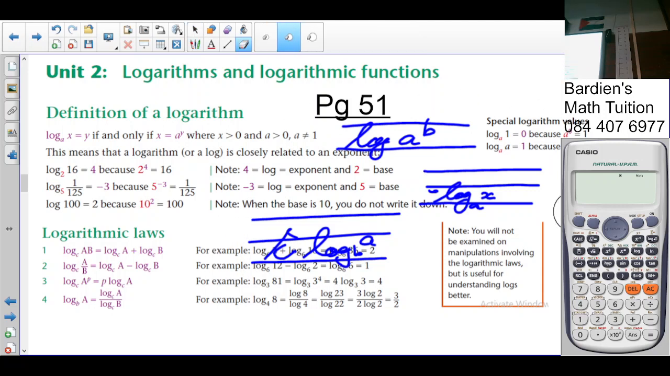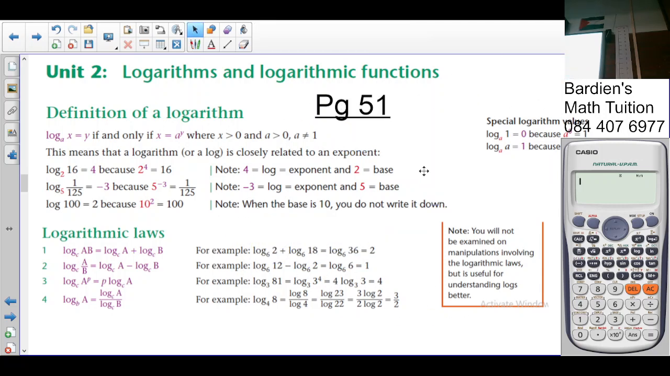Let's take this off. So log x base a is equal to y if and only if x is equal to a to the y. So logs is basically another form of writing exponents. So there's a direct link between logs and exponents. You guys understand? Alright. So where a is greater than 0, which means to say a is positive, and x is greater than 0, which means to say x is positive and a is not equal to 1.